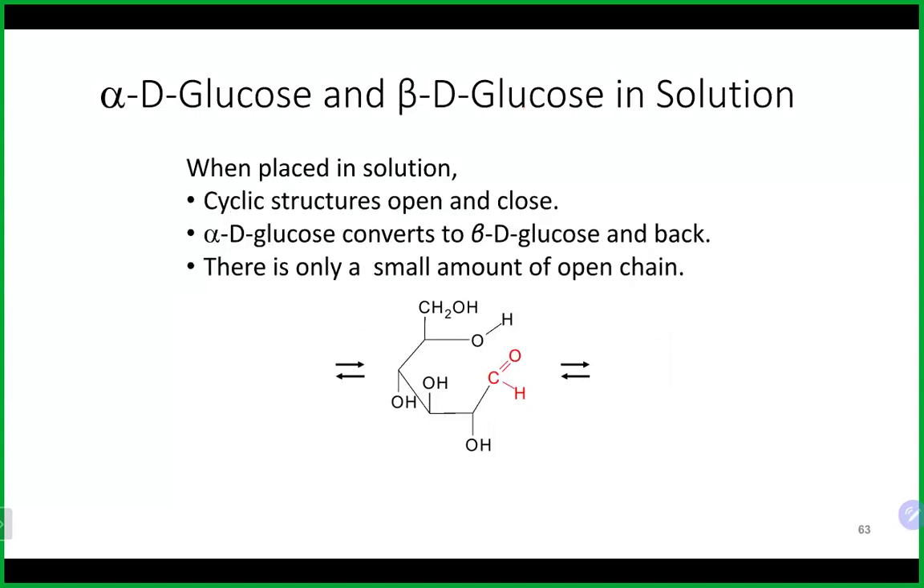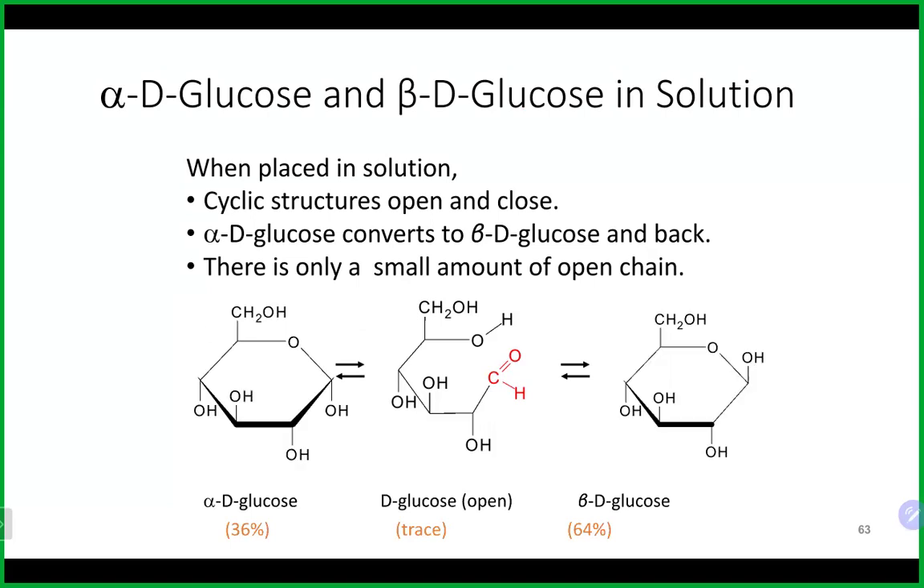Now, when we have alpha D-glucose or beta D-glucose, it does open and close along the way. And most of the time, as you can see there, 64% of the time, it's in the beta form on the right versus 36% of the time it's in the alpha form as it continues to open and close the chain.